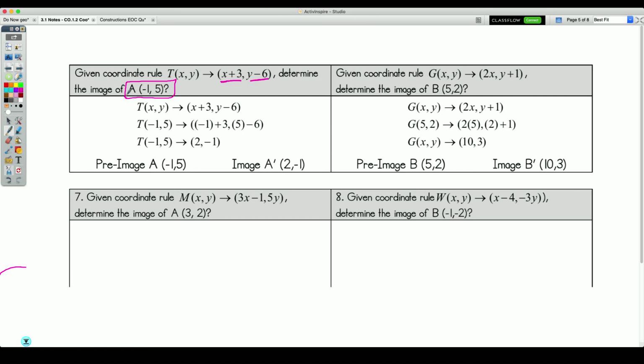First thing I'm going to do, I have a point A, (3, 2). Is that a pre-image or an image? Pre-image. How do I know? There's no prime symbol. Good. So we're going to write that down. This is my original pre-image point.